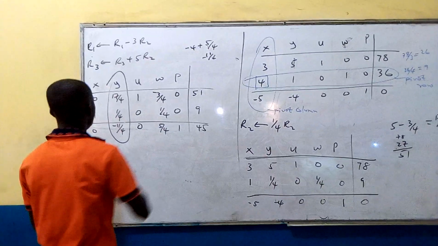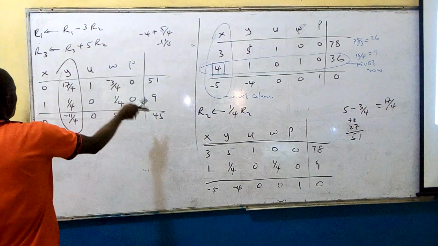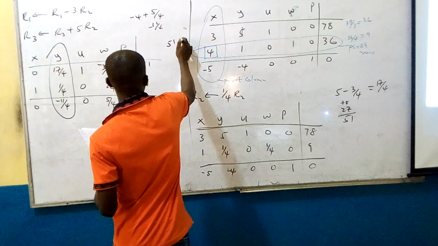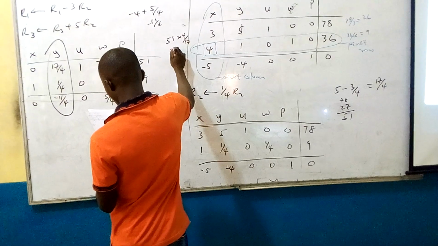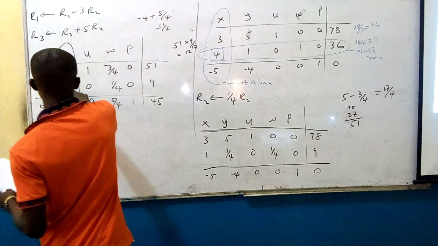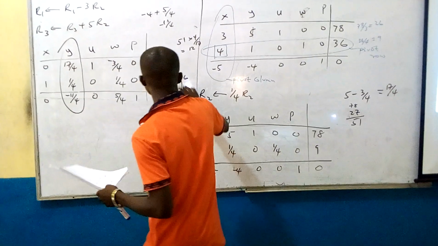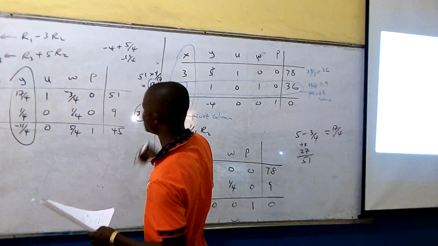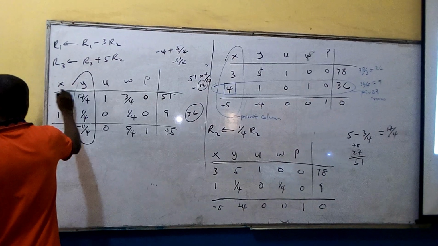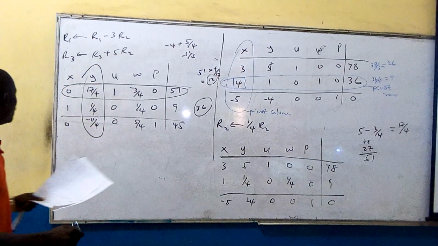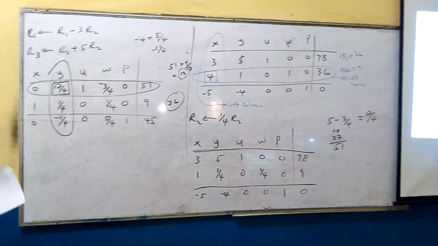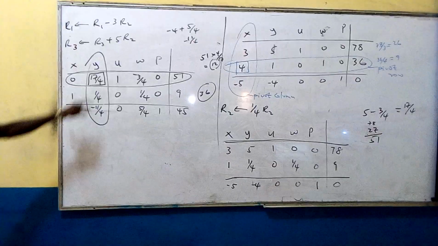So 51 divided by 17 over 4 is like 51 times 4 over 17. So that will give us what? I think the answer is 12 or so. And this one too, 4 times 9 will give you 36, right? So when you look at the two, which one is least? The 12. So this row becomes our pivot row. So this is the pivot element, and it should tend to 1. So how do you make sure that it's 1?